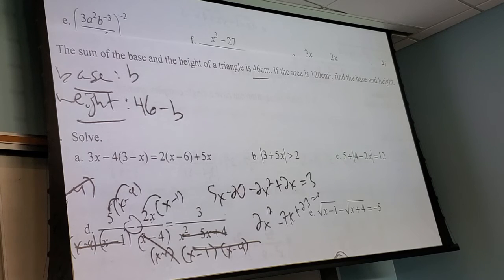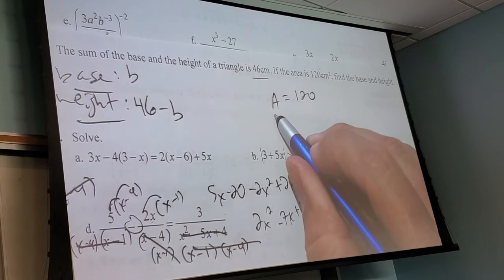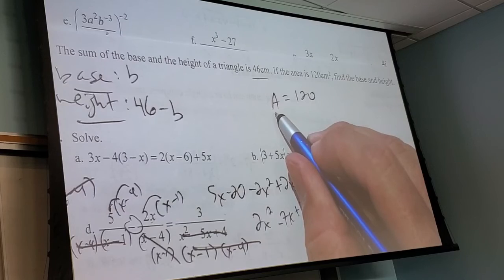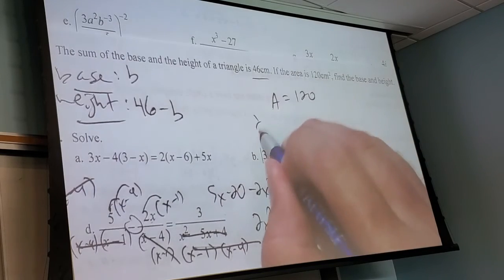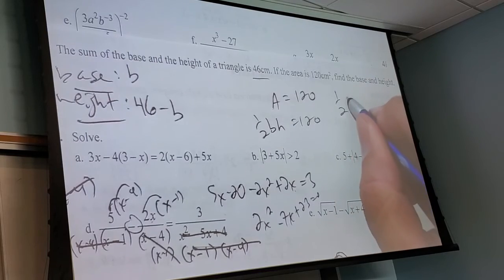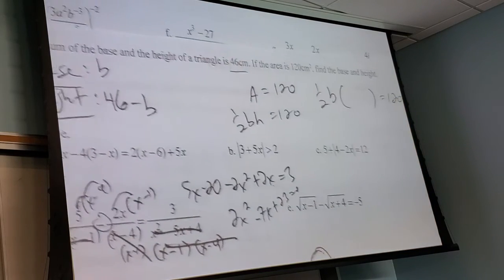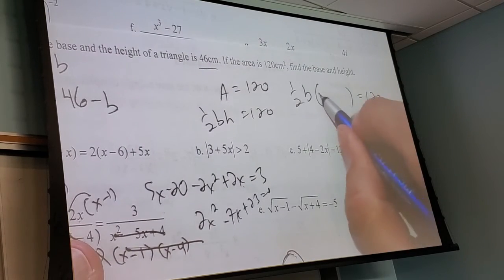Then it says the area is 120 square centimeters. What's the formula for the area of a triangle? 1/2 base times height. And what did we say, so the base is b. What did we say the height was? 46 minus b.